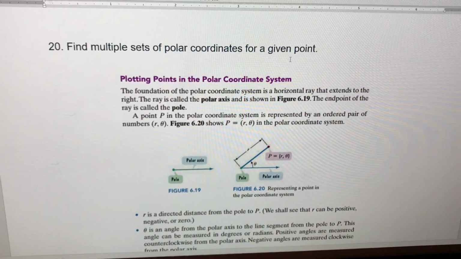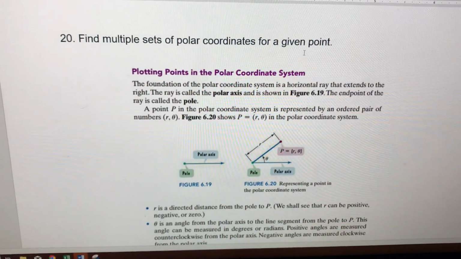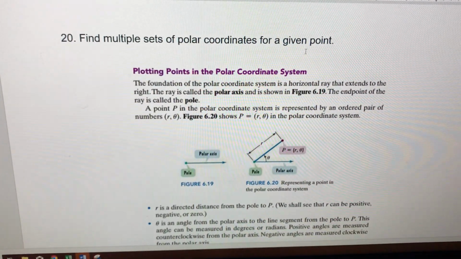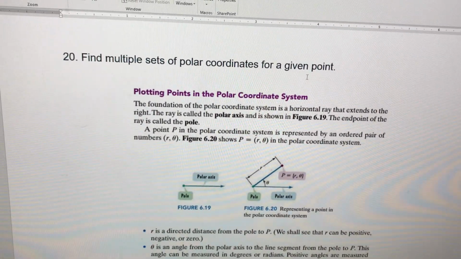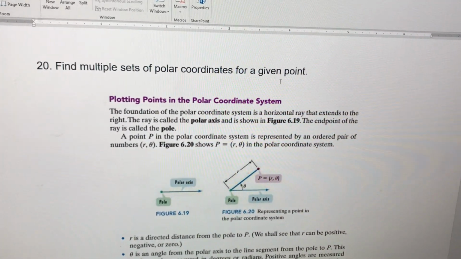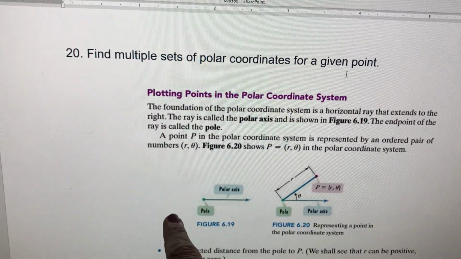Hello, my name is Emily Herbert, and I was assigned number 20, find multiple sets of polar coordinates for a given point. Well, I had to first find out what a polar point was, or coordinate, sorry. And so I found this from the book, definition.